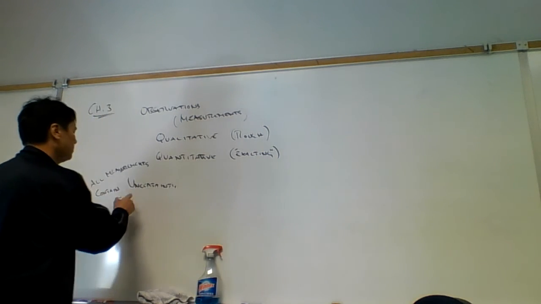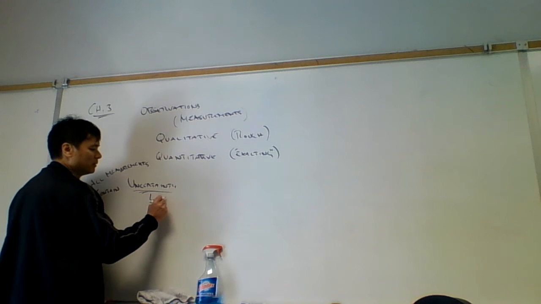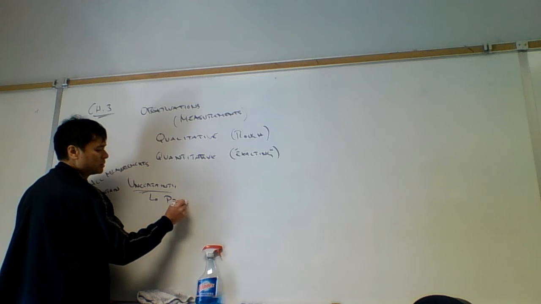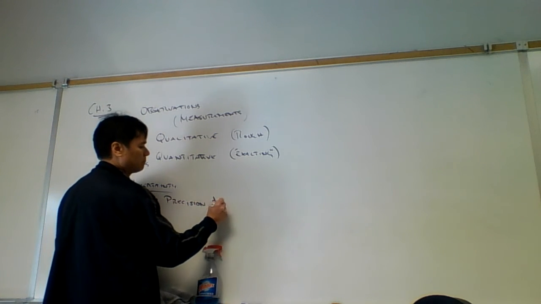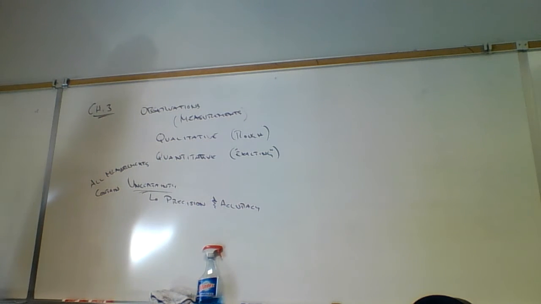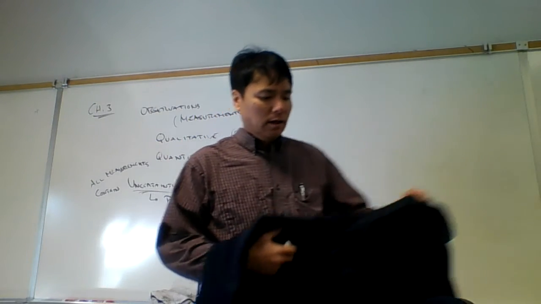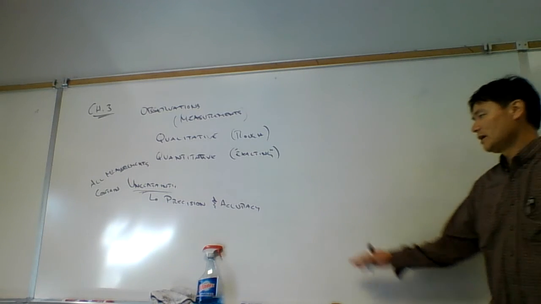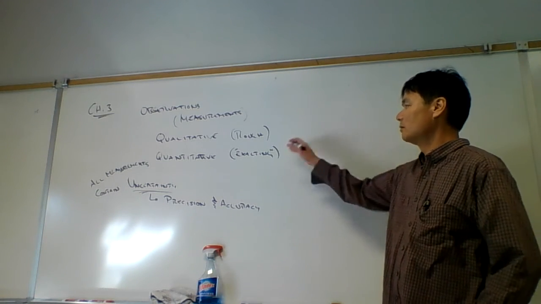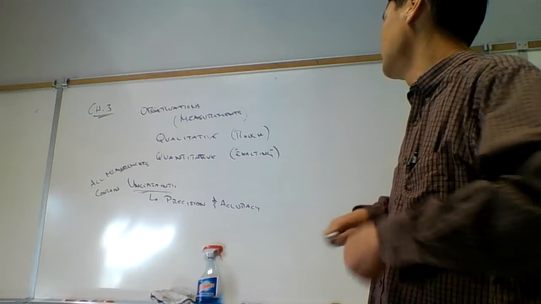And so when we're thinking about uncertainty at this point, we're going to look at two types of uncertainty that we have. We have something called precision and accuracy. Something that's more quantitative will have a higher degree of precision and a higher degree of accuracy than something that's very qualitative in terms of measurement. And if we have a higher degree of precision and accuracy, then we have less uncertainty in that particular measurement.